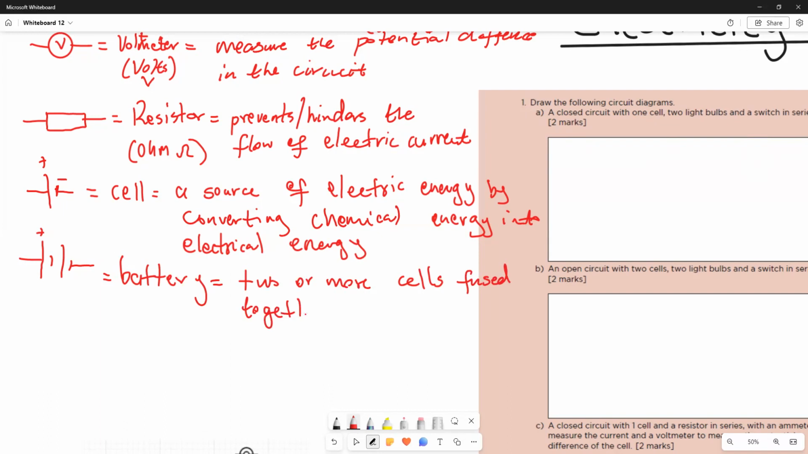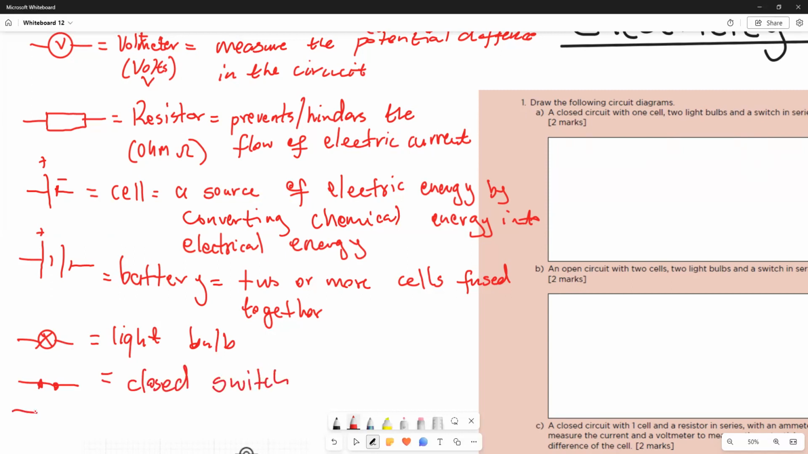Okay. Perfect. And then we have a light bulb. A light bulb doesn't have a definition. You just need to know the symbol of a light bulb. Light bulb. We have a switch. There are two types of switches. You have a closed switch. This is a closed switch.